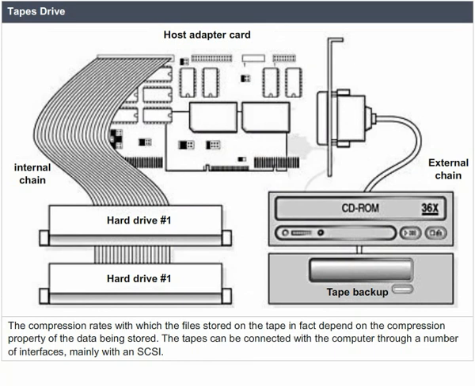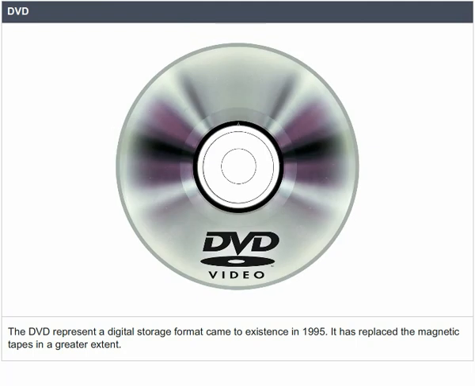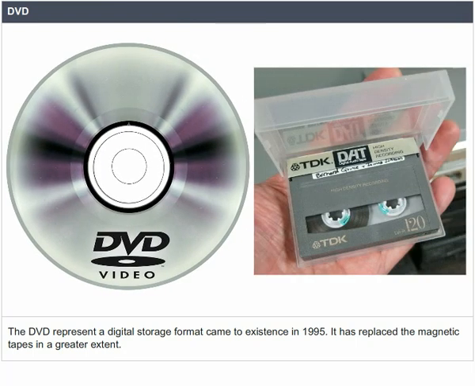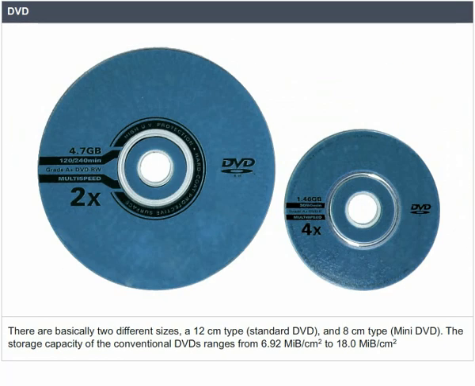DVD. The DVD represents a digital storage format. It came into existence in 1995. It has replaced the magnetic tapes to a great extent. There are basically two different sizes, a 12 cm type standard DVD and 8 cm type mini DVD. The storage capacity of the conventional DVDs ranges from 6.92 MiB per centimeter squared to 18.0 MiB per centimeter squared.